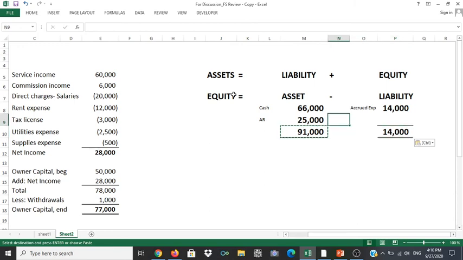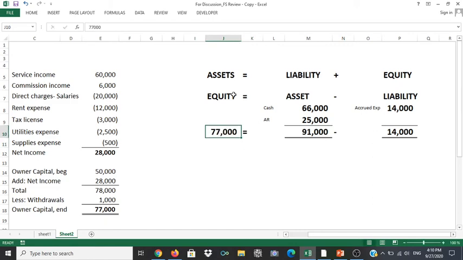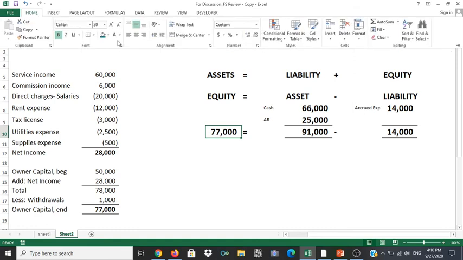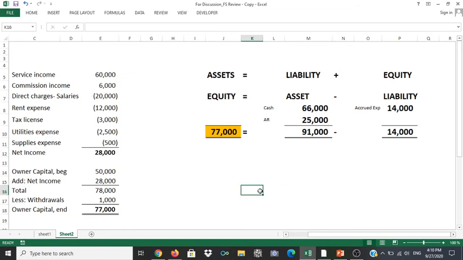Okay? Now, 91,000 minus liability, that is your equity. Paki-minus nga. Magkano siya? 77,000. So same. 77,000. Malinaw po 'yon. Ganun lang naman siya. Minsan, we need to play with the equation or formula. Tama? So, okay tayo dyan.